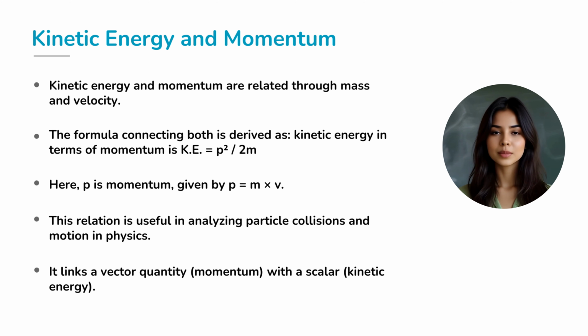In this formula, p stands for momentum, which is calculated as mass multiplied by velocity, or simply p equals m times v. This relationship becomes very useful in physics, especially when analyzing collisions, where momentum and energy behave differently under various conditions. Finally, this equation also highlights something interesting. Momentum is a vector quantity, meaning it has direction, while kinetic energy is a scalar, meaning it does not. This link between a vector and a scalar gives us deeper insights into motion.